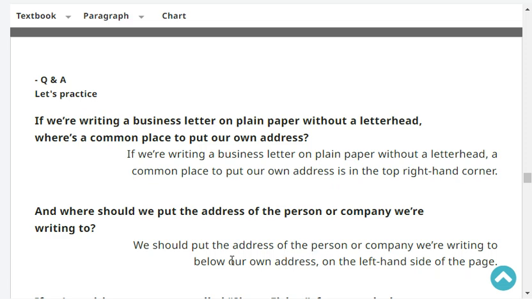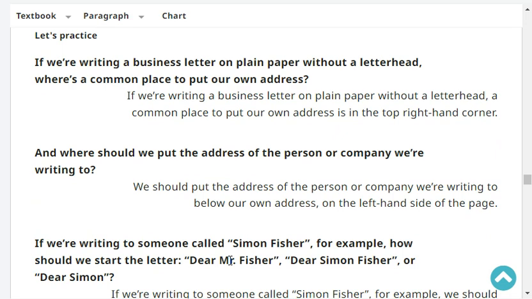And where should we put the address of the person or company we're writing to? We should put the address of the person or company we are writing to below our own address on the left hand side of the page. Very good.